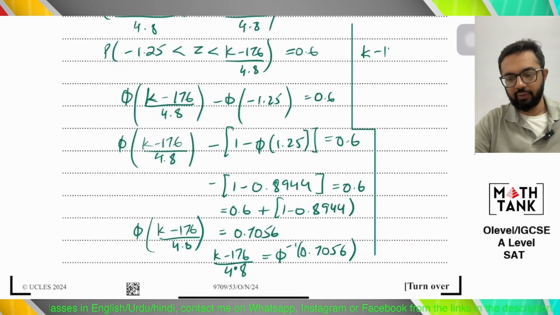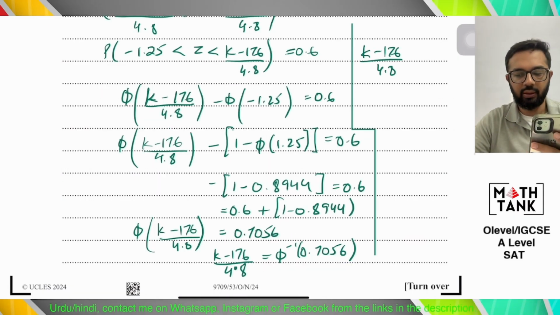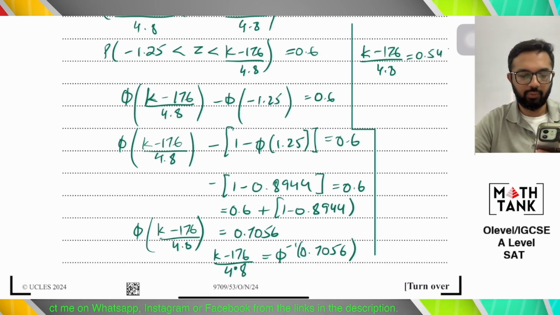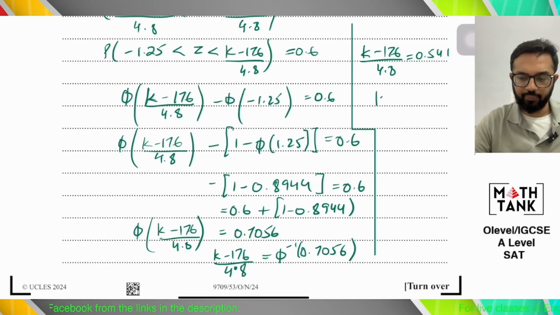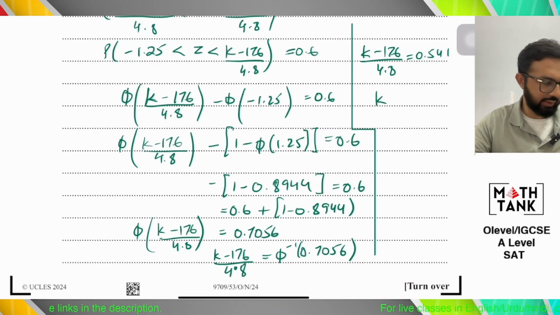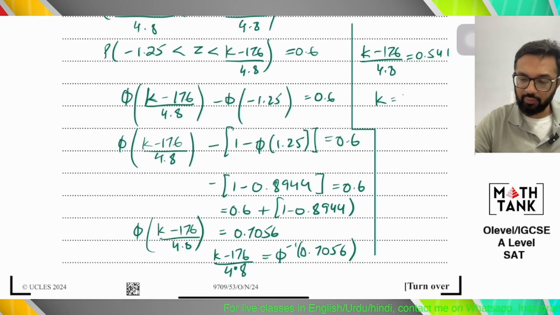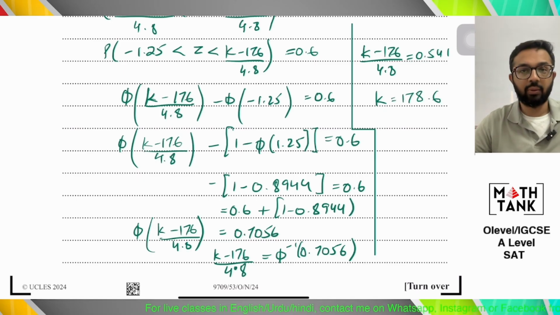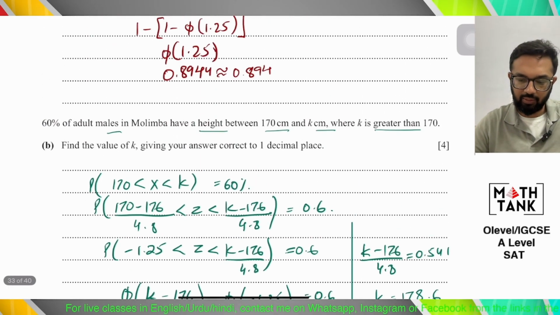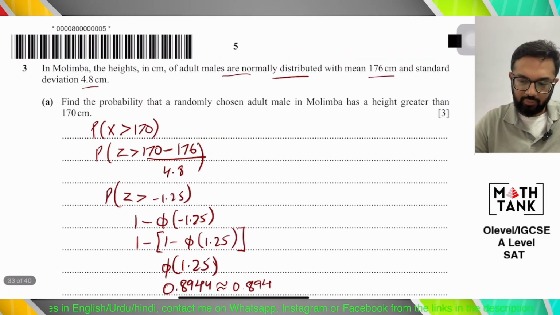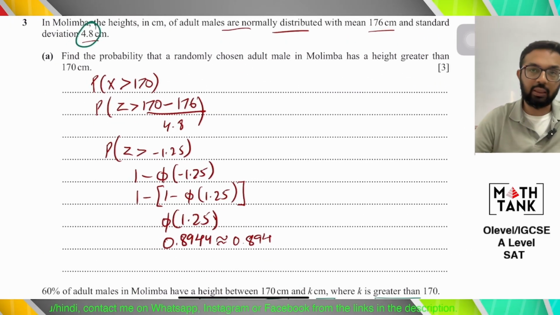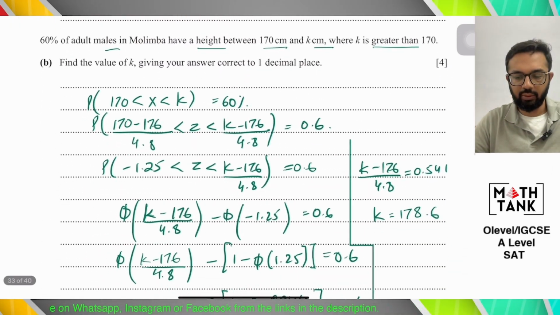(k minus 176) over 4.8 equals 0.541. I'm just checking if I have the correct answer. Yes, that should give me the correct answer, and that's multiplied by 4.8 and then add 176, so 170.6. Now I will give this answer correct to one decimal place, because the standard deviation is one decimal place. That's the rule that you generally follow.